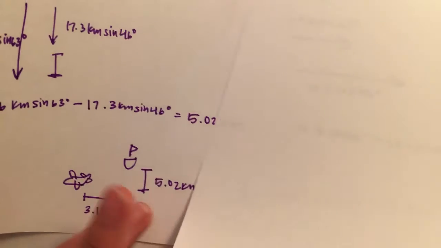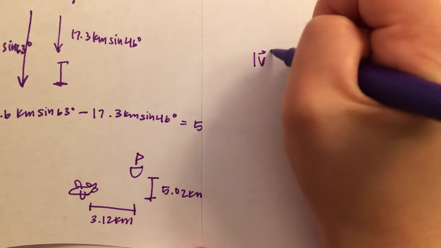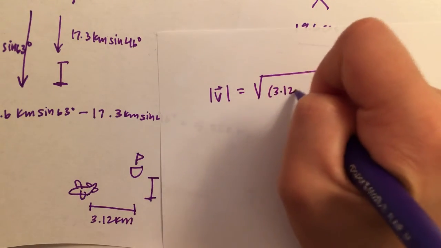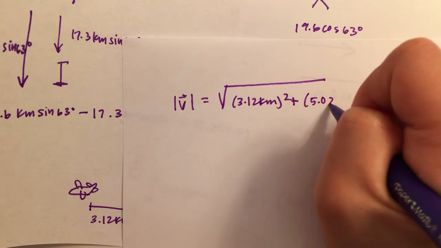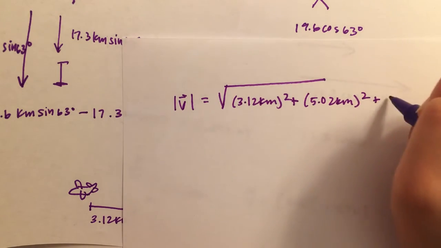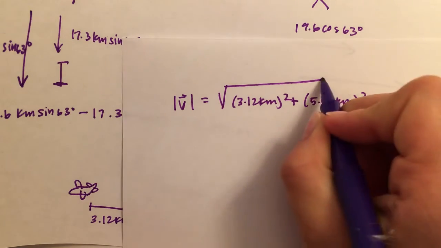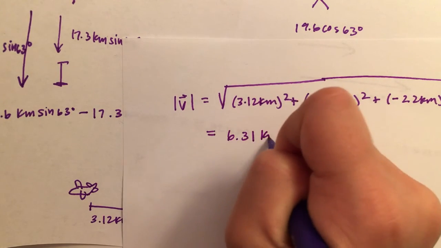And then to find how far apart the plane and ship are, you just take the magnitude of this. Simply go to the square root of 3.12 kilometers squared plus 5.02 kilometers squared plus 2.2 kilometers squared, and put that into a calculator and you'll get 3.61 kilometers.